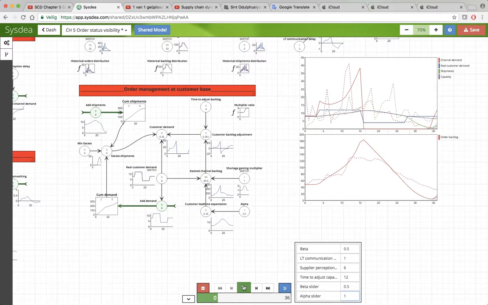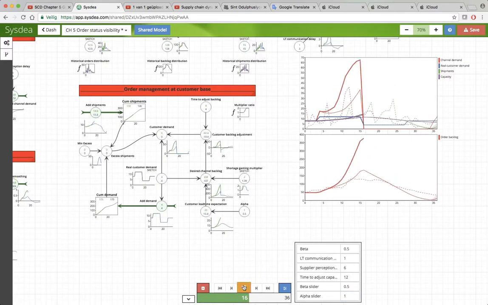What if it's at 1 with this lead time communication of 1? Ooh, then you have a gigantic effect. This means that fully the customers look at the lead times. They do no longer care what ASML is telling them, and you have this huge inflation. So that's certainly not what you want.